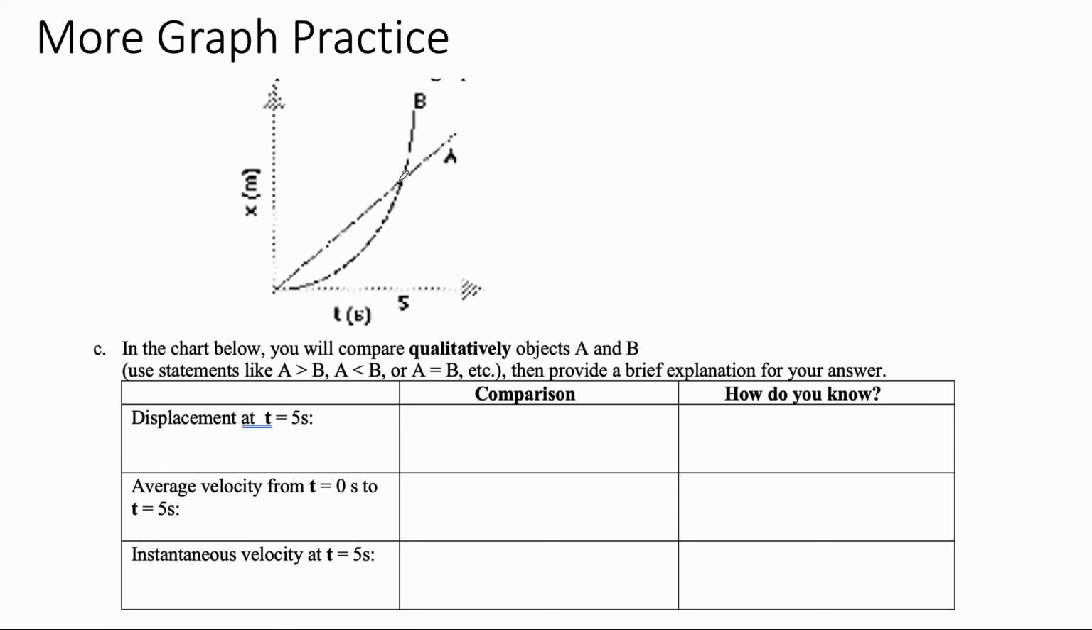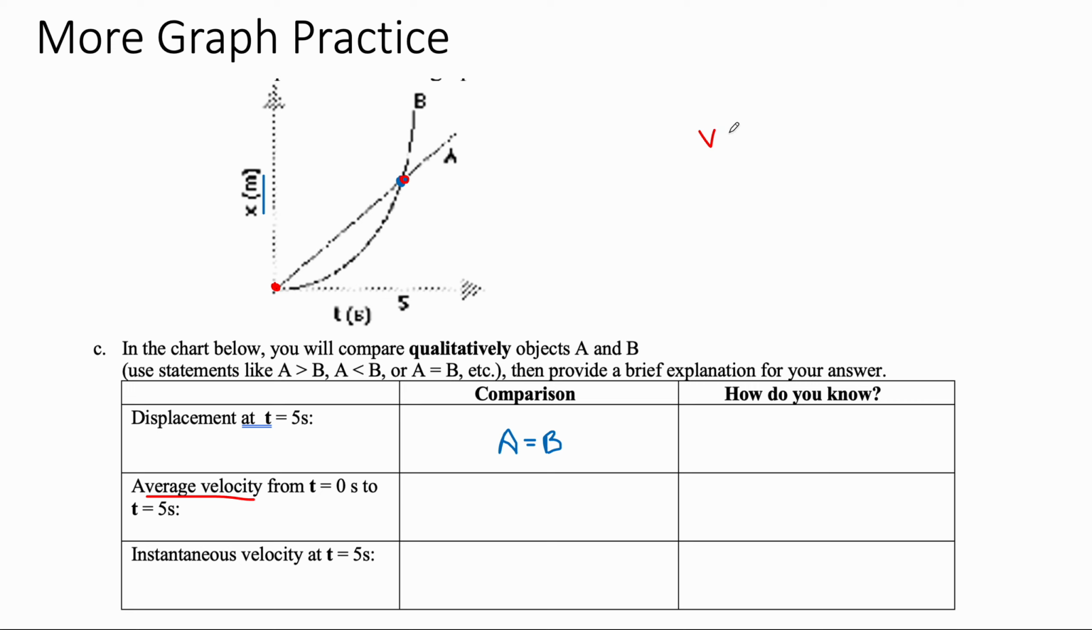So at 5 seconds, they cross. What does that mean? Well, since this is a position versus time graph, at that instant, their displacement is actually equal. The reason we know that, they have exactly the same position. Average velocity, that's a little trickier. Average velocity just means, hey, what was the velocity from when it started here at 0 all the way out to here? Well, think about it.